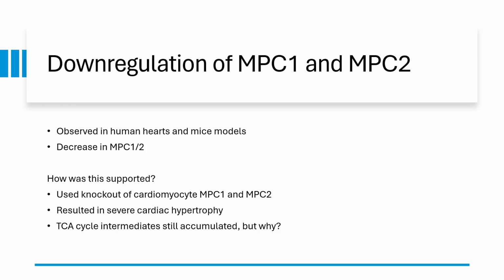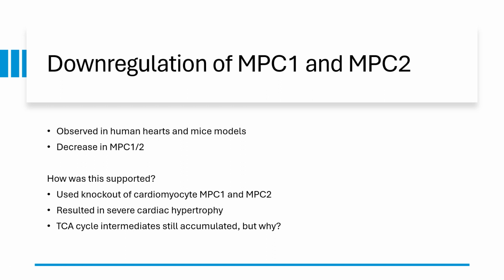And this brings us to the downregulation of MPC1 and MPC2. This was observed in failing human hearts and mouse models of pathological cardiac hypertrophy. They found that decreased MPC1 and 2 expression in adult mice using transgenic methods promoted hypertrophy. And this was supported by other studies, such as knockout of MPC1 and 2 in transgenic mice.